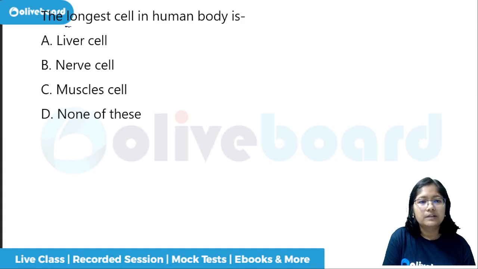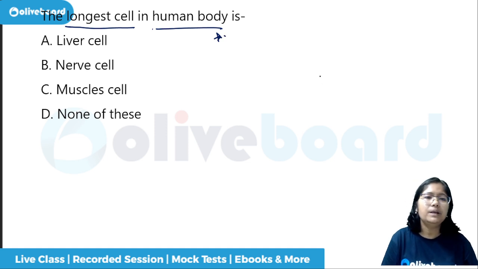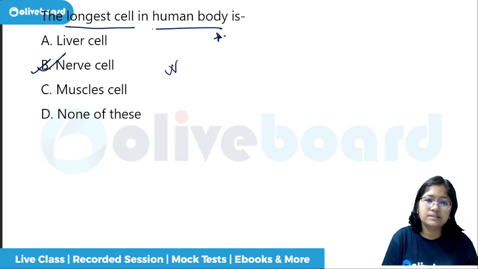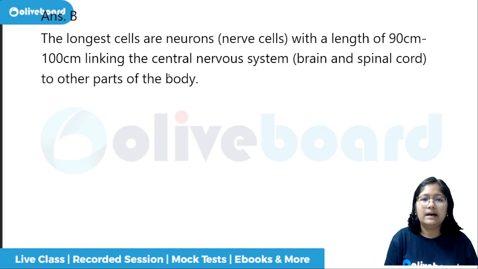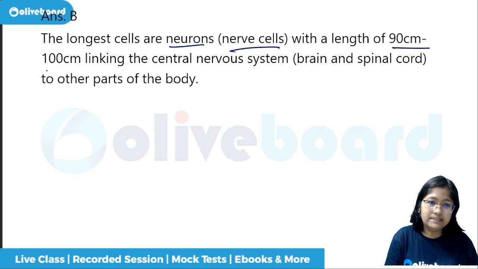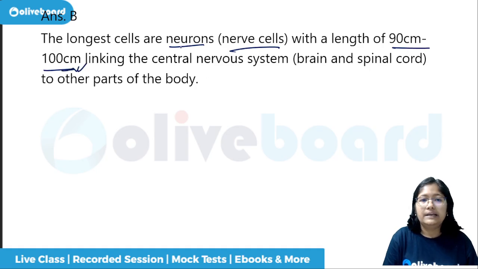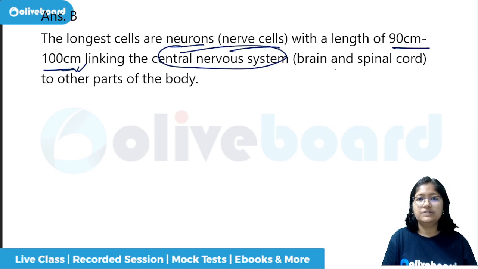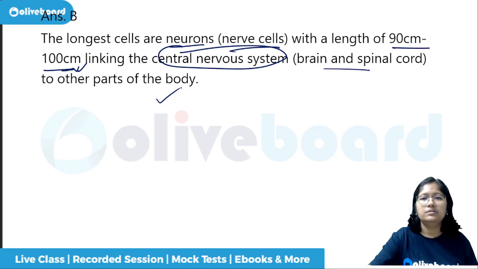Which is the longest cell in the human body? It is the nerve cell. Another question: which is the basic unit of the nervous system? It is your neurons. The longest cells are neurons, which are the nerve cells, and the length is from 90 centimeters to 100 centimeters. They link the central nervous system, which contains the brain and the spinal cord, to the other parts of the body.